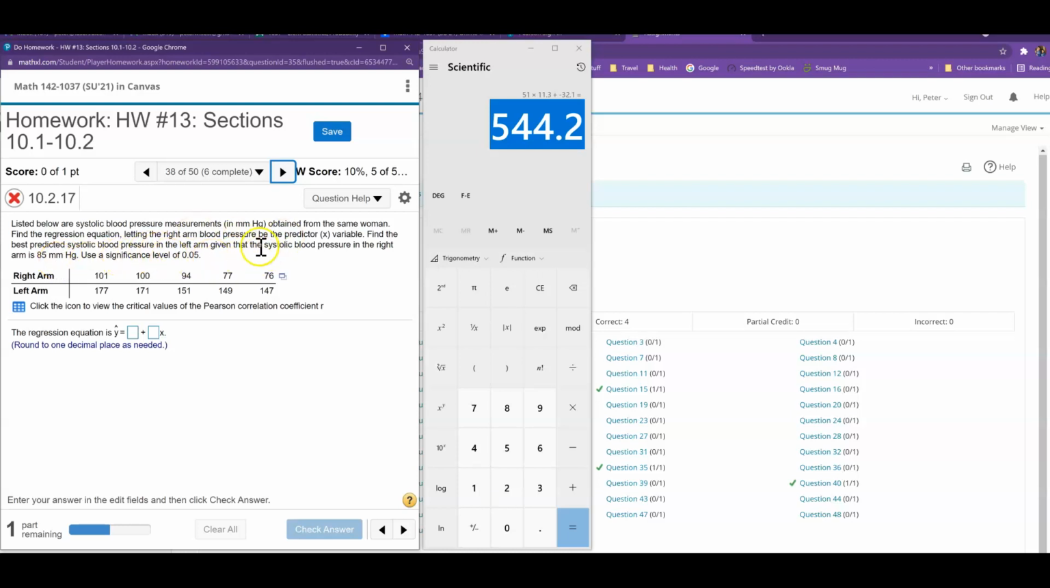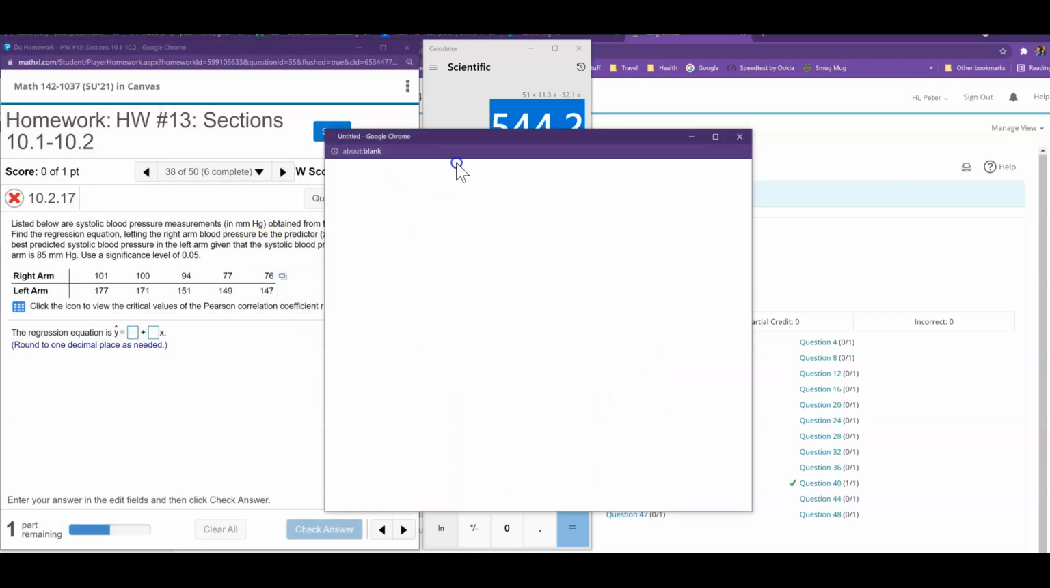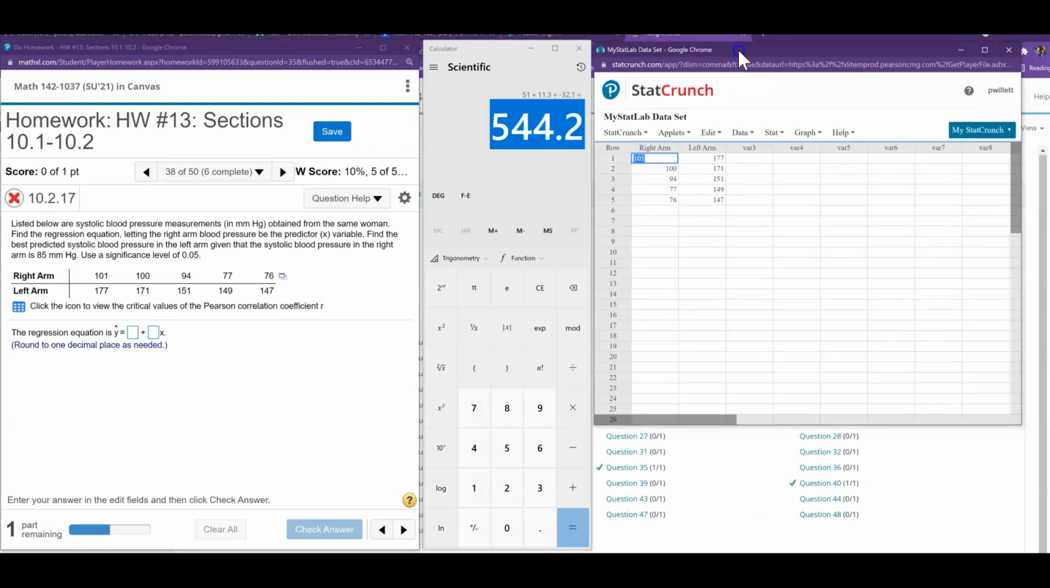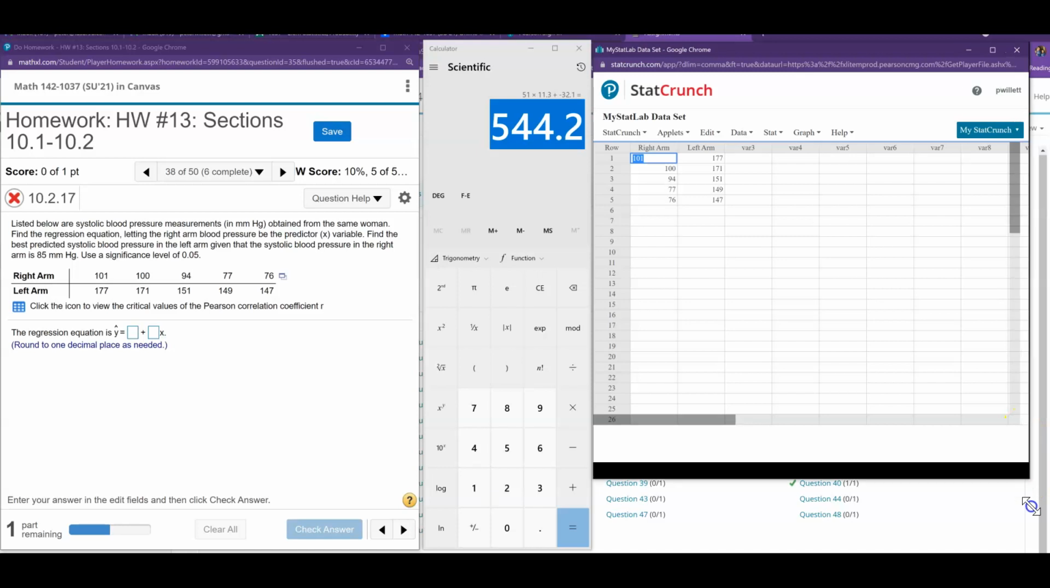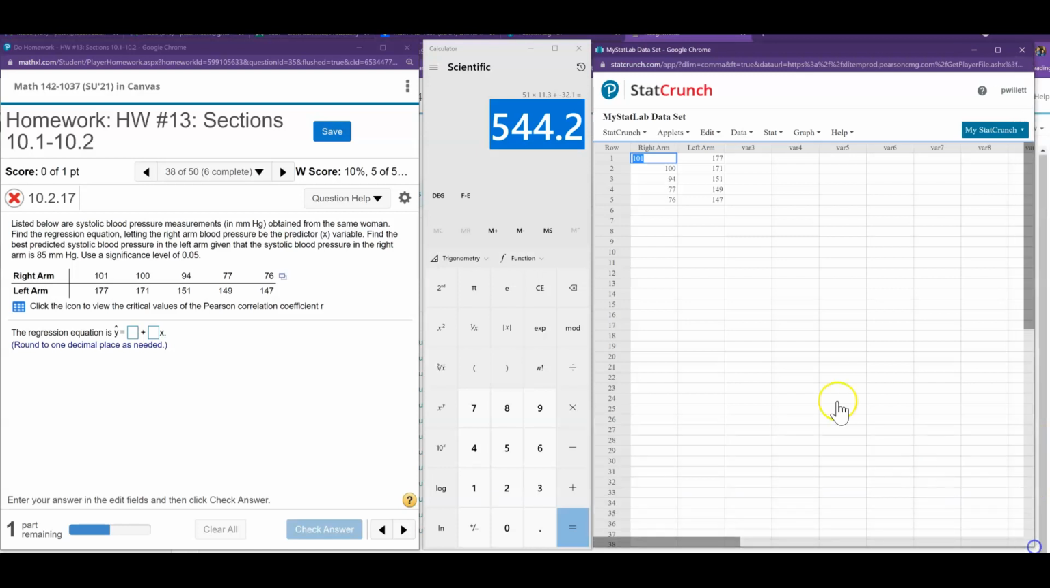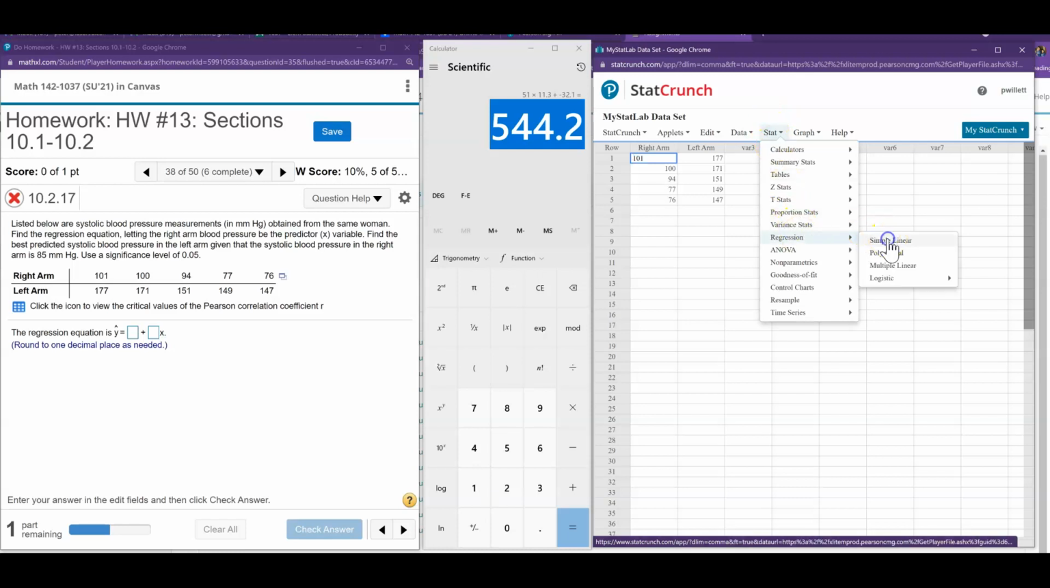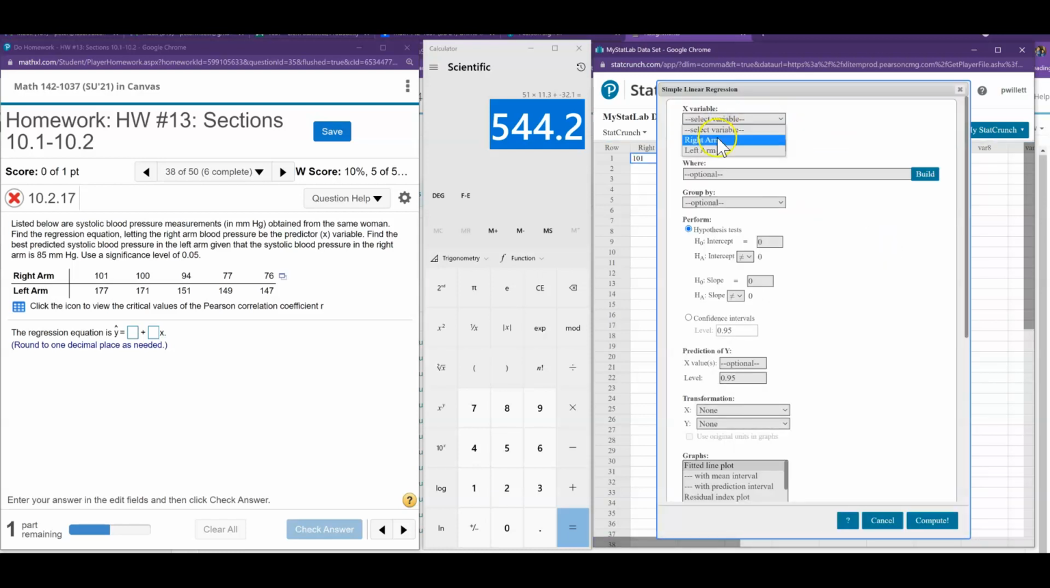So this is very, very similar to the bear chest size versus weight problem. We'll open the data in StatCrunch. And again, a small data set, only 5 values here. And so to come up with the equation, I'm going to go to Stat, Regression, Simple Linear. I'm going to select right arm for X and left arm for Y as the problem indicated, and compute.